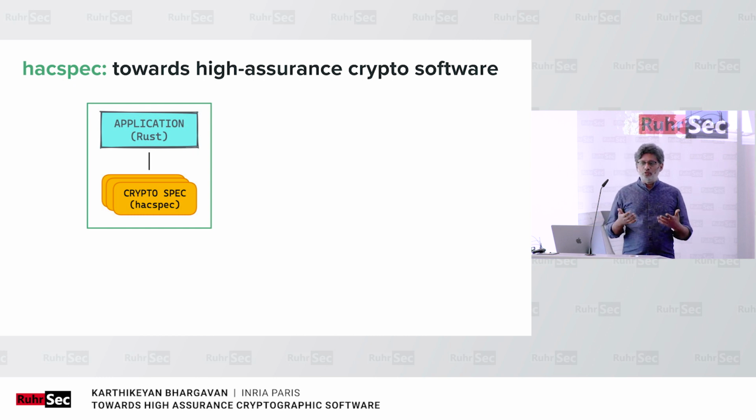So how is this supposed to work? The idea is, if you're writing an application, we encourage you to write it in Rust. And in that application, you identify all the crypto that you need. Hopefully, it's all standard crypto, in which case you just call into the appropriate standard crypto. But if not, you write your crypto spec in HackSpec first. You write down what you need in HackSpec.